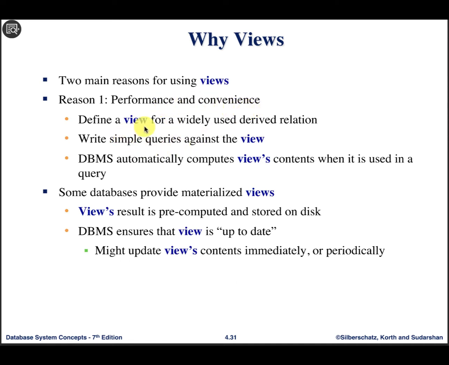First of all, you can define a widely used derived relation. For example, if I keep joining relations R and S and retrieving attributes A, B, C more frequently, instead of performing this every time, I can define this as a view, so I access it one time. It depends on what type of view.